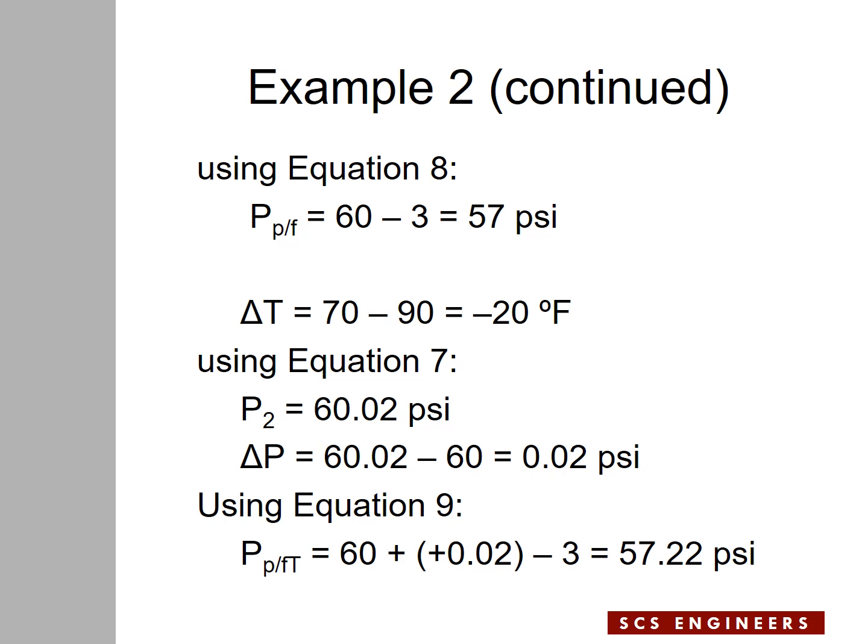Substitute that value into equation 9, calculate the pass-fail pressure considering temperature, and it ends up to be 57.22 psi. This value is greater than the 57 at the top of the slide. Again, the pass-fail pressure considering temperature is different than the pass-fail pressure not considering temperature.